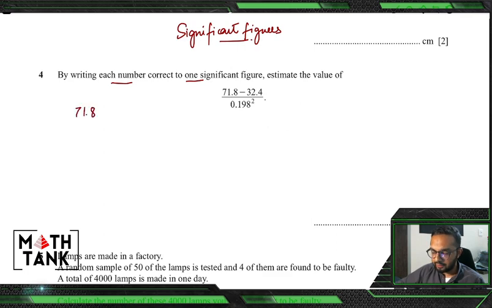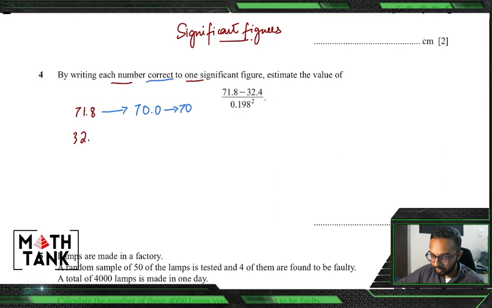So what significant figures are basically non-zero digits. Zeros are significant when they occur between non-zero digits. So the first significant number, you always start counting from the left hand side. The first significant number that I see is 7. I am supposed to write down this 71.8 correct to one significant figure. So I'm going to say that this becomes 70.0, or I can just write 70. That is 71.8 correct to one significant figure.